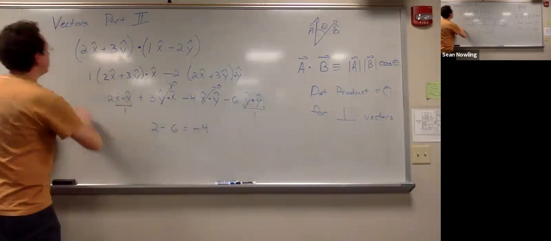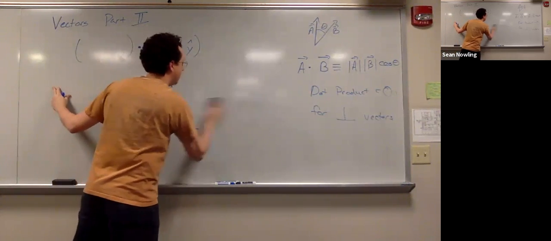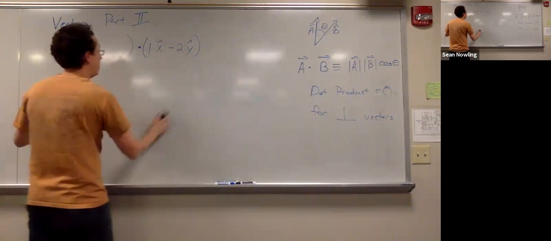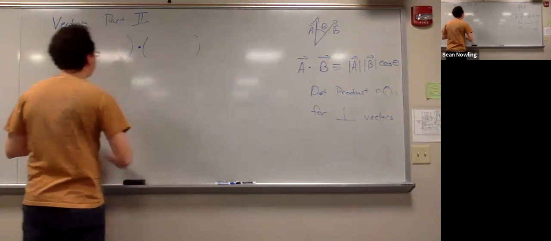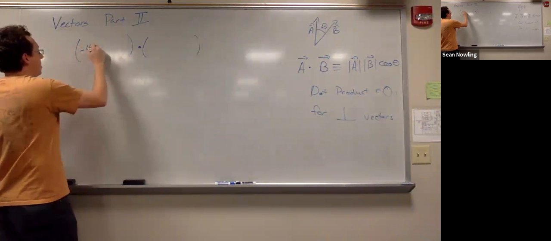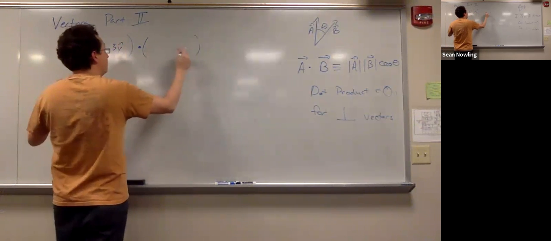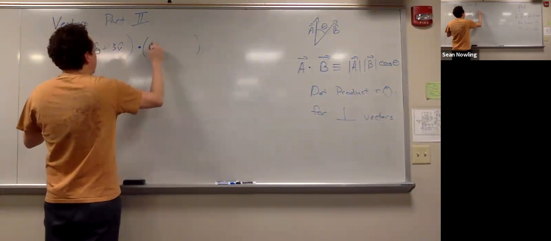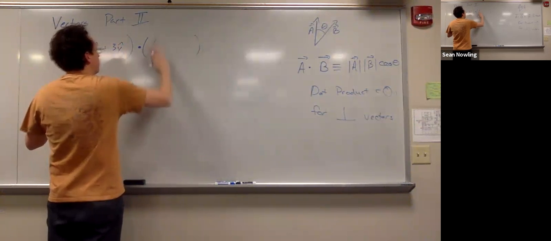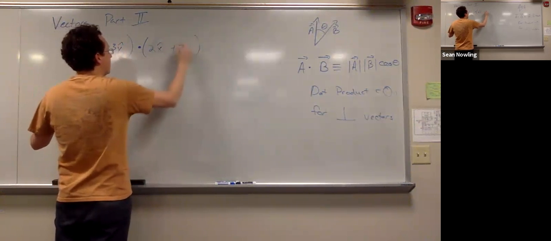Okay, let's do another example and you can maybe get a sense for how easy this is. With a little practice, you never have to write them all out. So let's do minus 4 x hat plus 3 y hat. Let's do something on 1. Let's do 2 x hat plus 7 y hat.